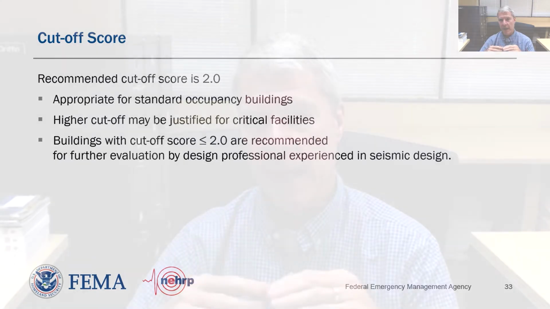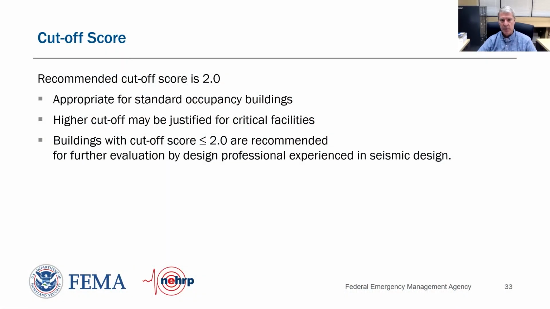So if our final score is, say, 2.5 and we're looking at a cutoff score of 3, then we're going to say, well, this doesn't quite meet my performance objective. Then I want to perform further evaluation for my building because it doesn't meet my cutoff score. Same thing with 2. If I had a 1.5 and I had a 2, it doesn't meet my performance criteria cutoff score. I want to give it to a design professional for further evaluation to look at the building further for seismic risk.